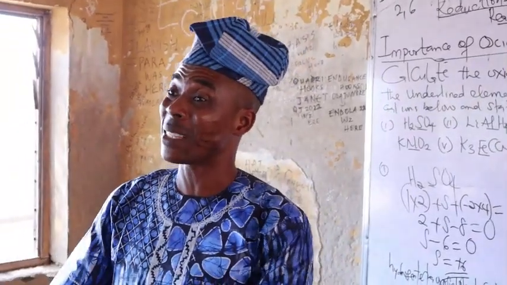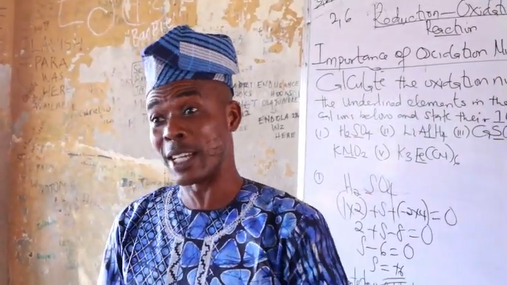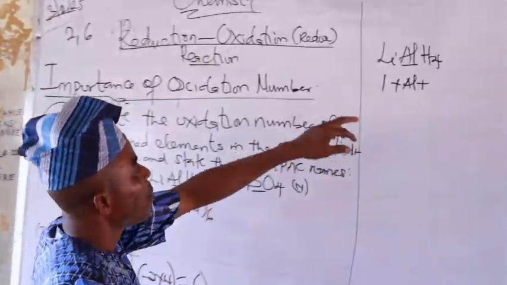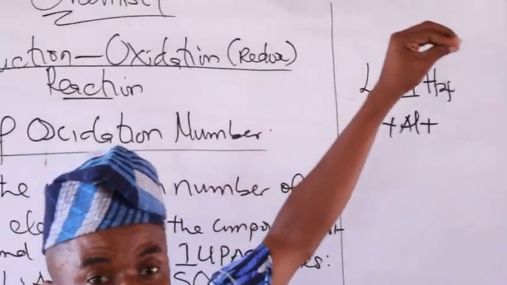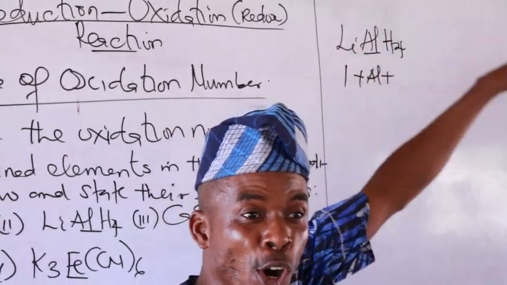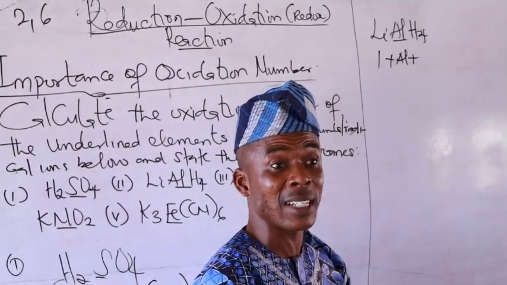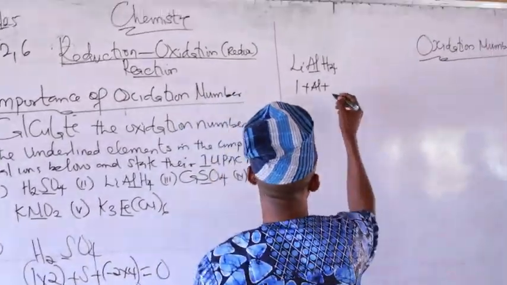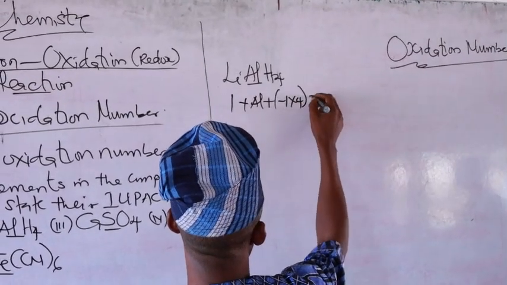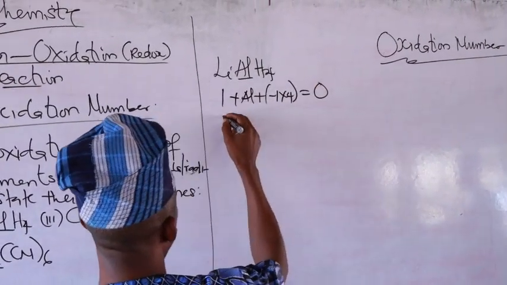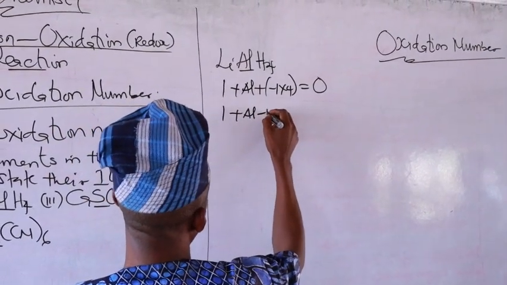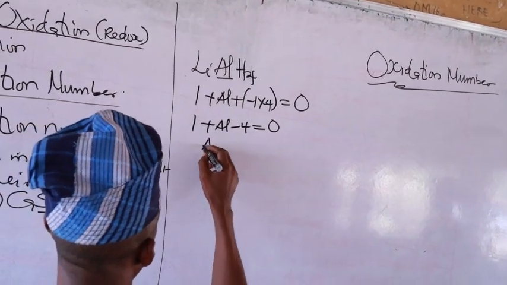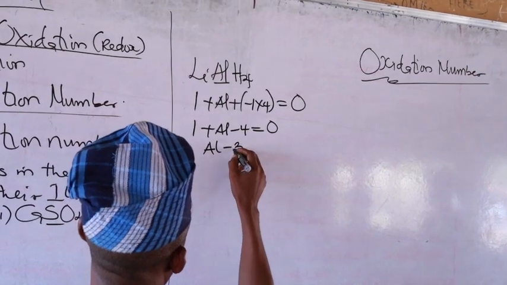Hydrogen can act as a metal most times and as a non-metal. That means it can lose electron, it can accept electron. Here, when you have hydrogen in a hydride, it's collecting electron from aluminium. So it acts as a hydride, and in that case, its oxidation number is going to be what? Minus 1. So we have 1 plus Al plus minus 1 times 4 is equal to 0. So we have 1 plus Al minus 4 equals 0. Then what is 1 minus 4?